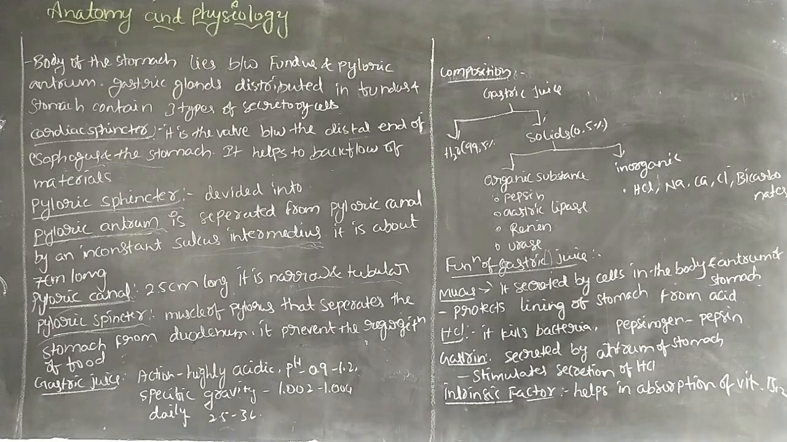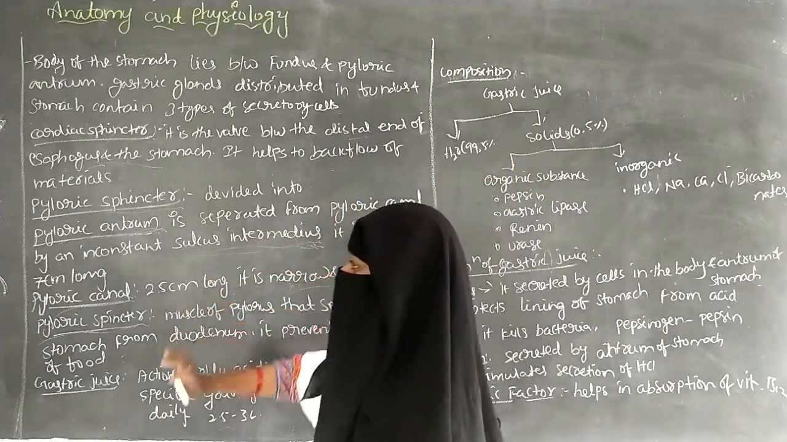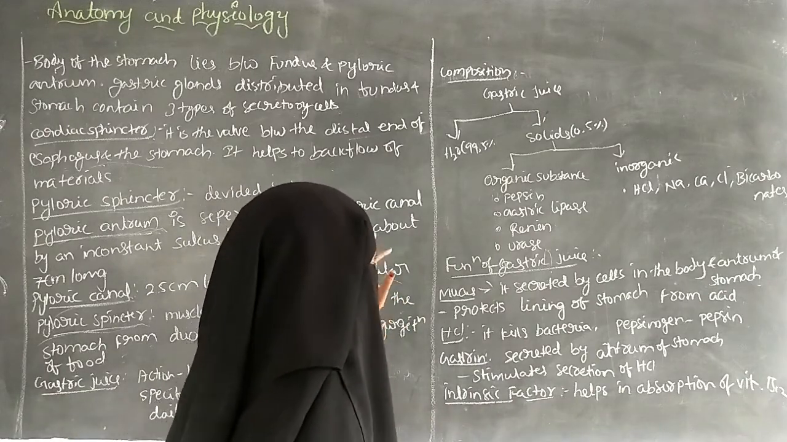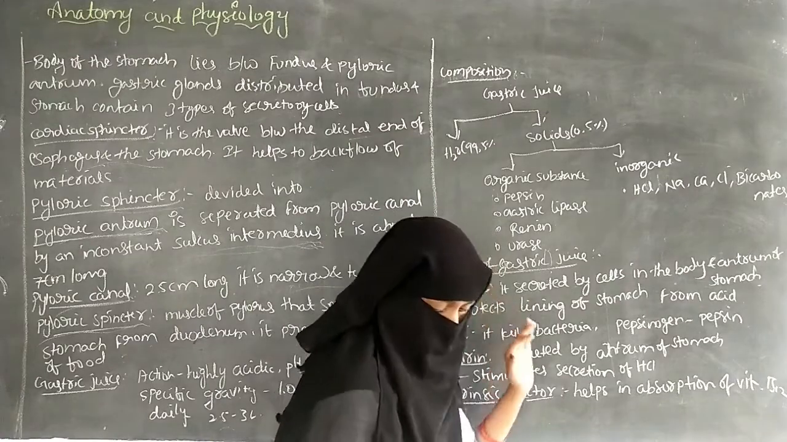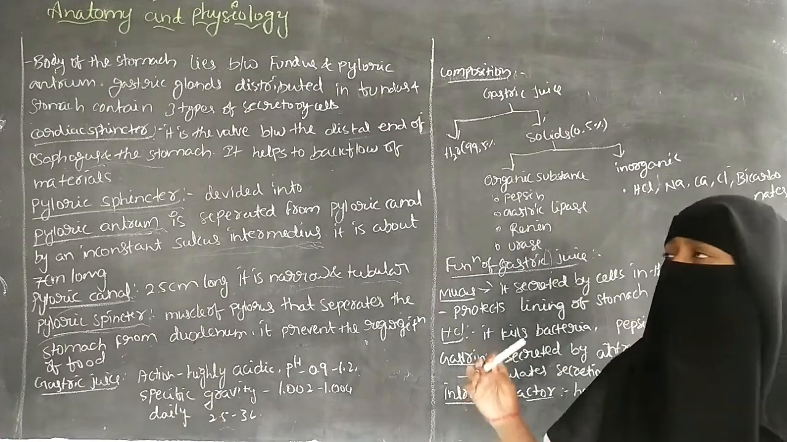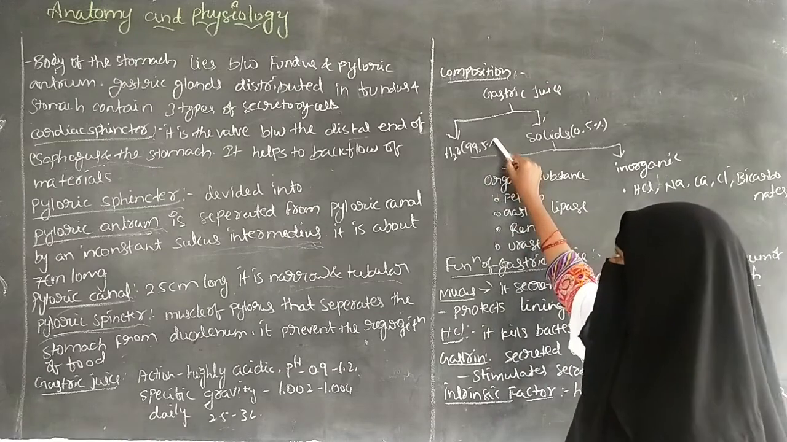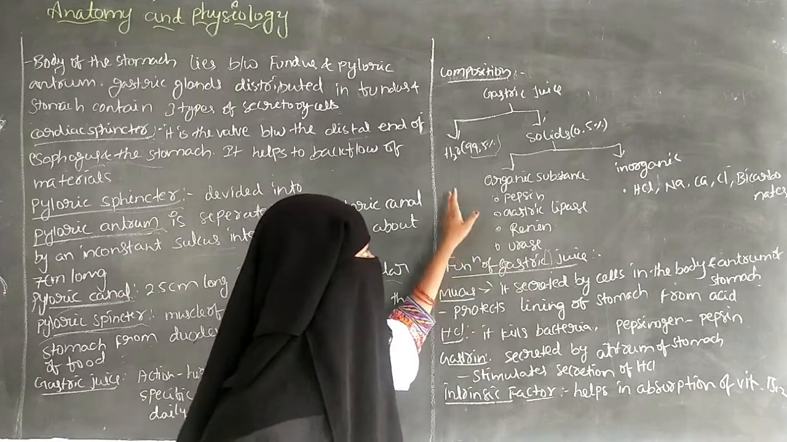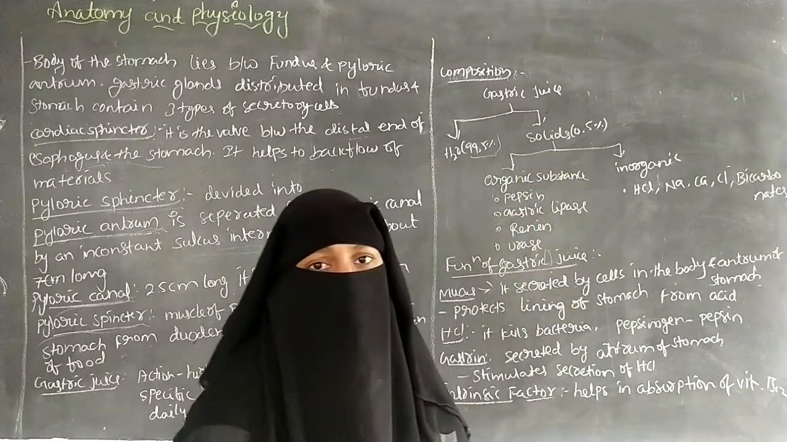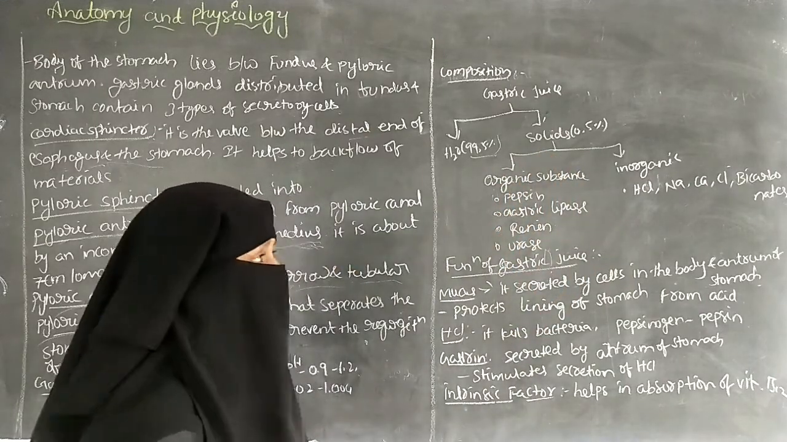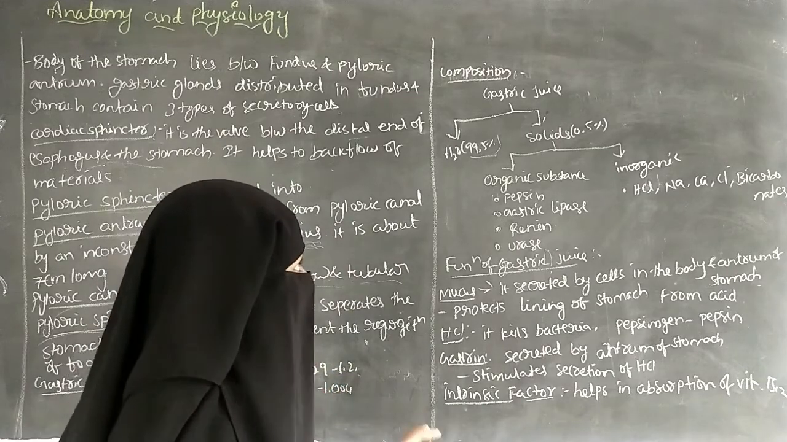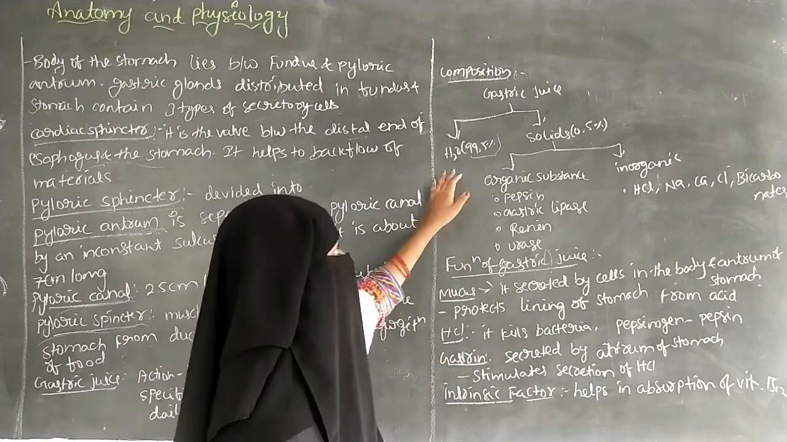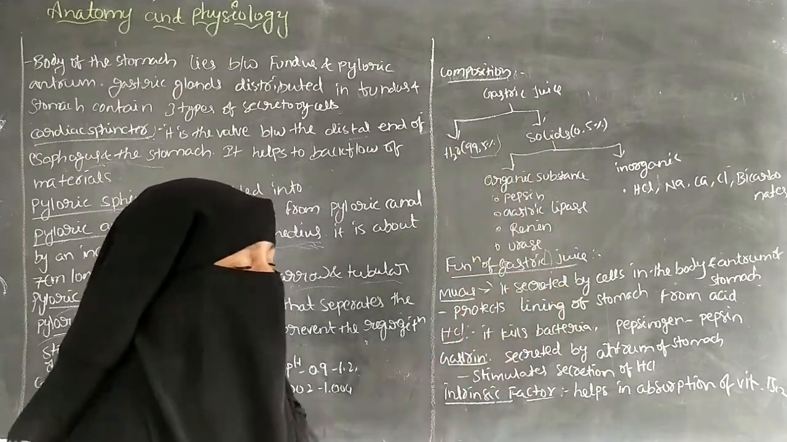The next topic is the composition of the gastric juice. What are the things involved in the gastric juice? It includes water, which is 99.5 percent. The gastric juice consists of water and solids, which make up 0.5 percent.